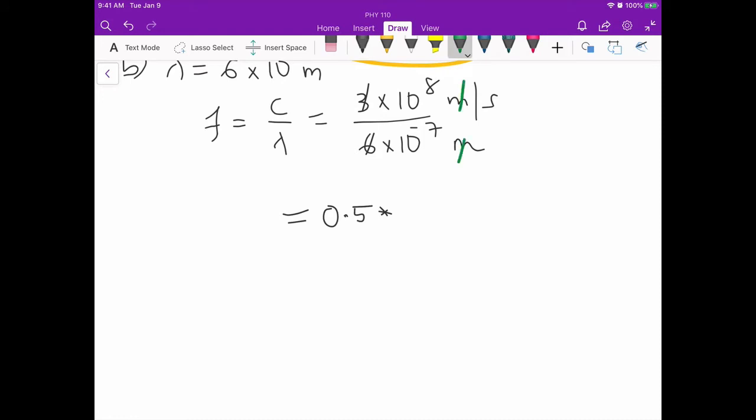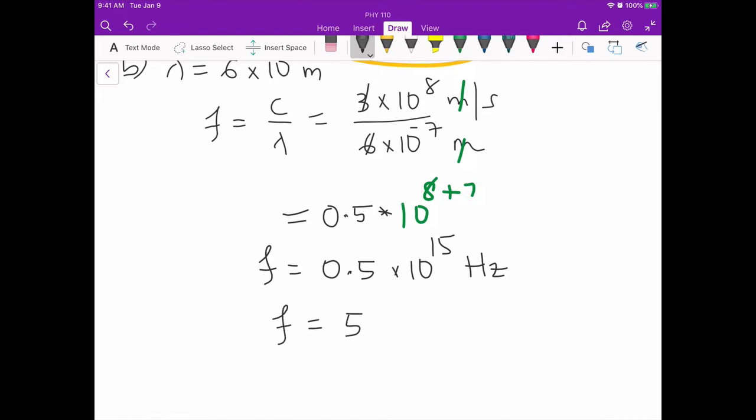Just trying to remind you how you do exponential division. Exponential division means you have 10⁸ there, right? So the -7, when it goes up, it will be a 7, and you add them together. That's what you do. Try to revise your algebra knowledge a bit. Then what happens is it will be 0.5 × 10¹⁵ per second, which means hertz. You can put your answer like this, or in scientific notation, instead of having 0.5, you have 5, so you take a 10 off of this, and that would be 5 × 10¹⁴ hertz.